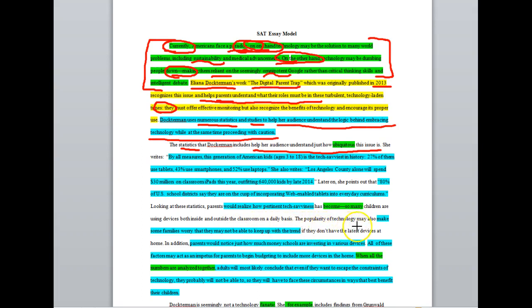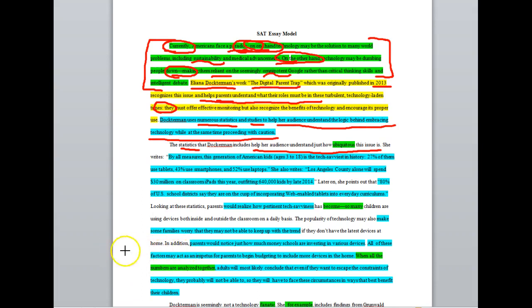The popularity of technology may also make some families worry that they may not be able to keep up with the trend if they don't have the latest devices at home. So notice how this is what the reader is going to think. This is how the reader is going to react. That's all part of analysis. If you only summarize what she said, but don't explain how the reader would react to what she said, then you don't have analysis. Notice that transition there.